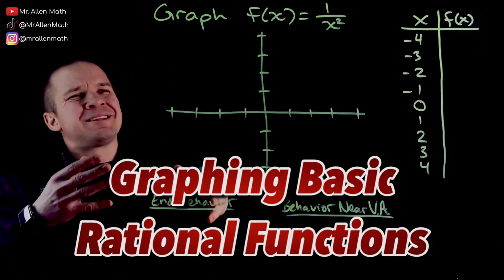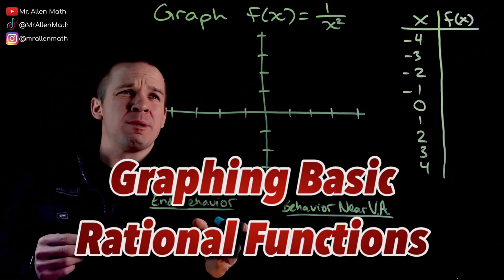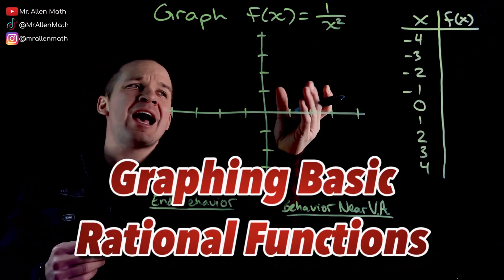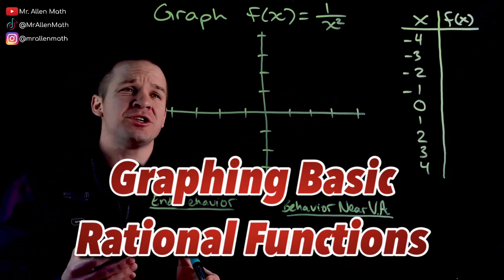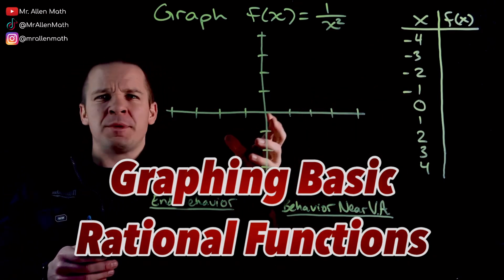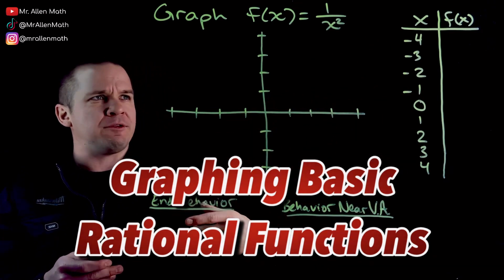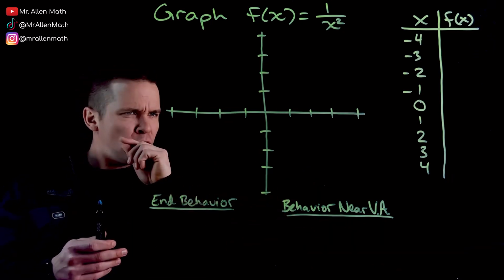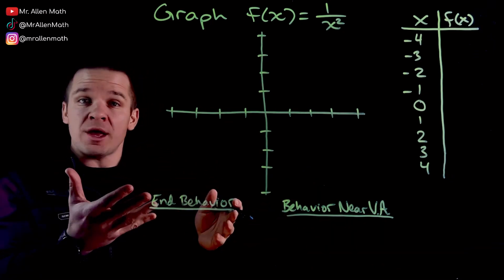Mr. Allen here. We are about to graph this rational function. We have f of x equals 1 over x squared. And since we're still in the really early stages of graphing rationals, we're going to table this thing out, and we're going to see what goes on a little bit different from our 1 over x that we've graphed to now a 1 over x squared. I think some cool things, and probably some similar things too.